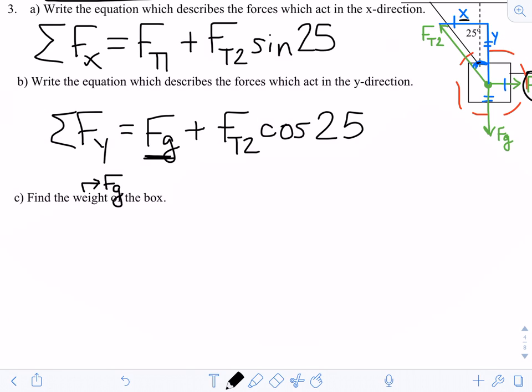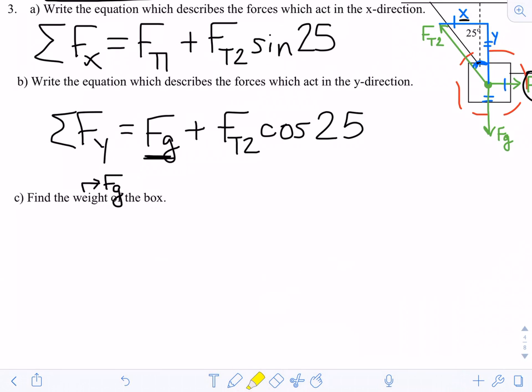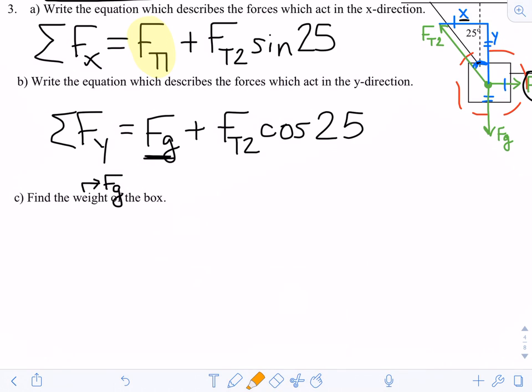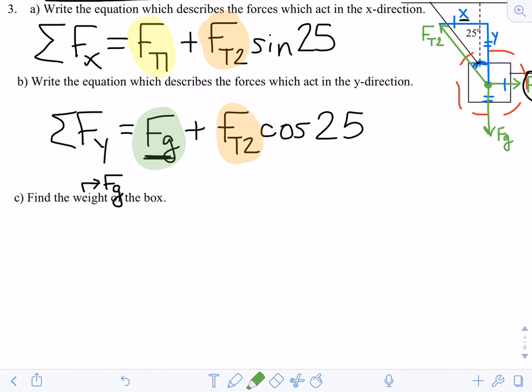Now, I think I will have to find FT2 in order to find that force of gravity, because given that my only known right now is FT1, I only know stuff in the x direction. I know nothing in the y direction, so I can't directly solve for the force of gravity. Instead, I think I'm going to have to find FT2, and once I know FT2, I should be able to solve the problem and find the weight of our box. Okay, that'll be our plan of attack for this one.